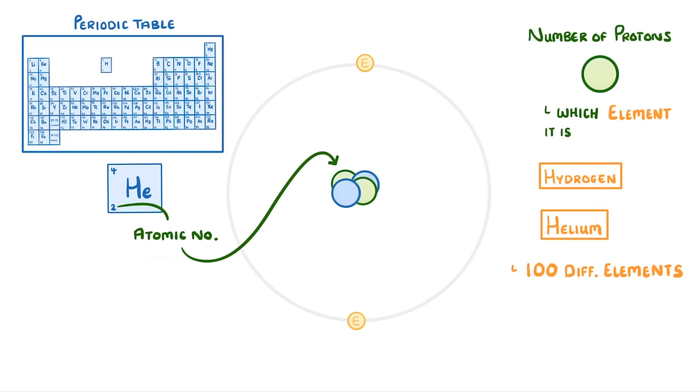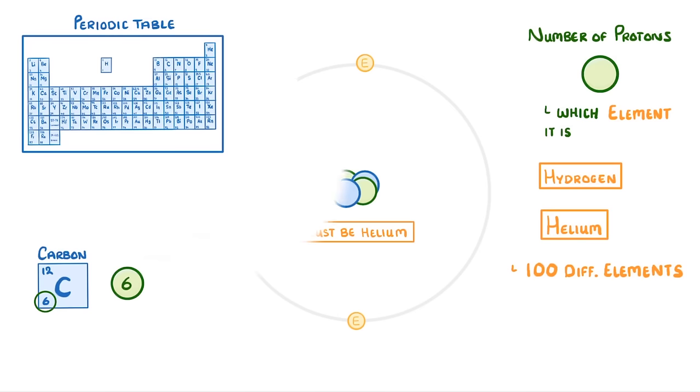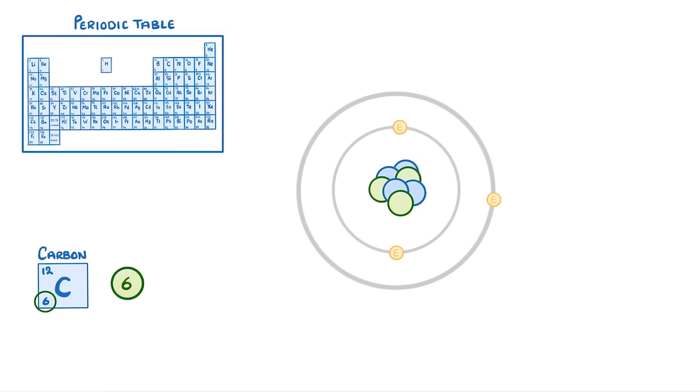So our atom here, which has two protons, must be helium, because helium's atomic number is 2. Or if we take carbon, we can see that its atomic number is 6. So all carbon atoms have 6 protons. So if we found an atom with 3 protons, like this one here, then it couldn't be carbon. We'd have to find the element with an atomic number of 3, which, if we check the periodic table, is lithium.